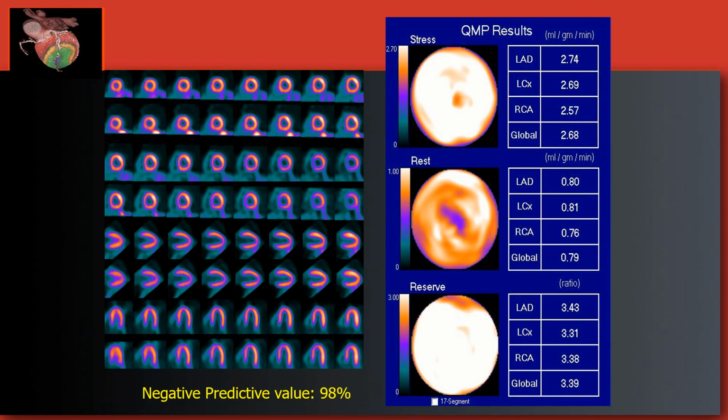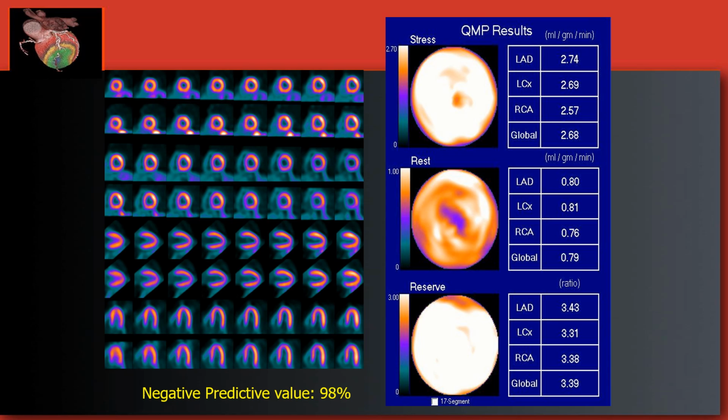This is an example of a study that is completely normal. You have the normal perfusion, stress on top, rest on bottom, short axis, vertical long and horizontal long there on the left side of the image. So you see that it's perfectly normal. There's no perfusion defects anywhere.